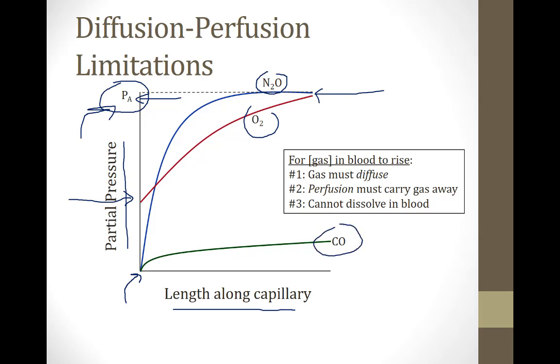Carbon monoxide, on the other hand, is down here at the bottom. So the partial pressure of carbon monoxide in the blood is initially zero when it enters the capillary. And then if we're administering carbon monoxide to a patient, that level will rise, but it will not reach equilibrium with the alveolus. And that's because of the reasons we just talked about. Carbon monoxide is diffusion limited, and it also binds to hemoglobin in the blood. So during the time it has in the capillary, it's never able to reach equilibrium with the alveolus.